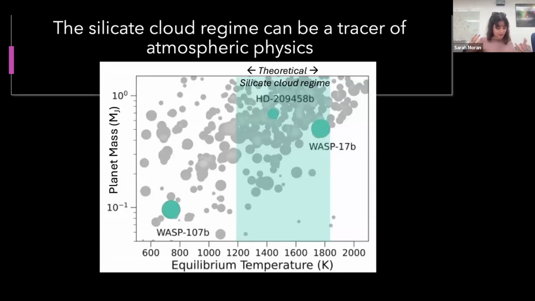And then I want to go back to this thing that I've been talking about the whole time, which is that we can use these clouds as tracers of the atmospheric physics. Here I'm showing different cloud detections that have been made of these silicates, and then the regime where you might expect them, highlighted here. I want to call attention in particular to this planet, WASP-107b, which I have been plotting on my previous phase diagrams, but it is not in the expected silicate cloud regime. It is way too cold.